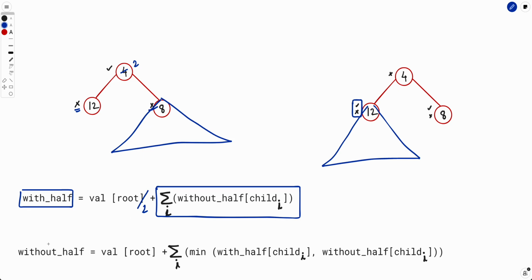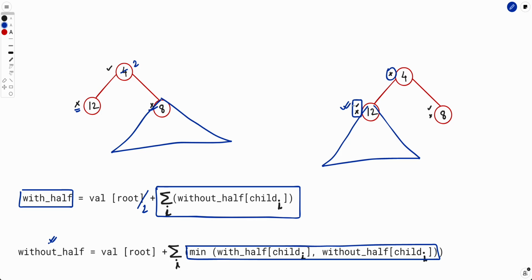And without half, if we don't want to halve the parent, we are taking the value as it is, and then for all these children we are taking whichever is the minimum for each of the children, right? Whichever gives you the minimum, we will pick that. And why are we able to pick one of them? Because we have not halved the root. Because we have fixed that this root is not halved, we can make the decision independently for each of the children, right? So hope this solution makes sense.